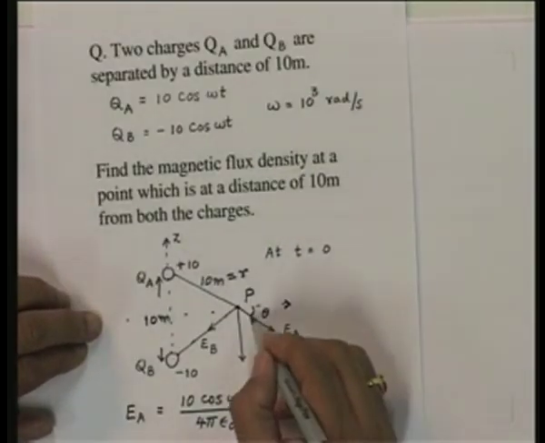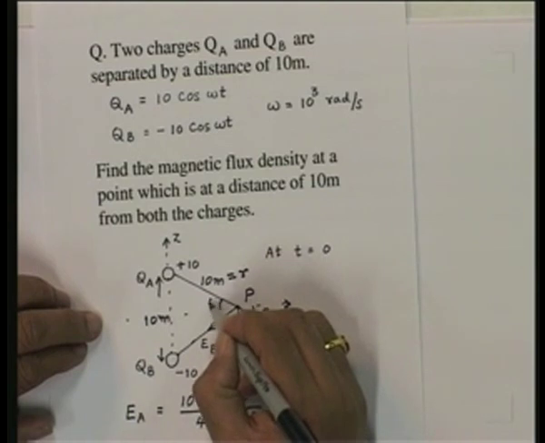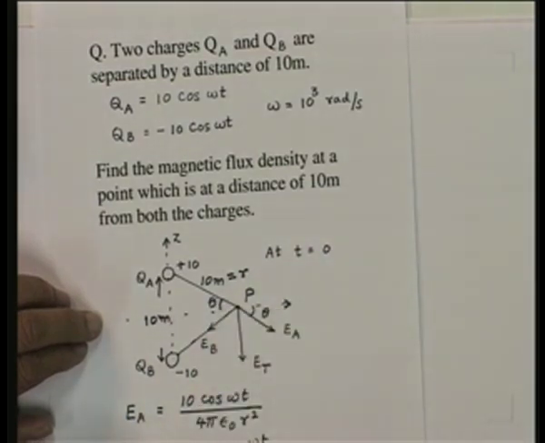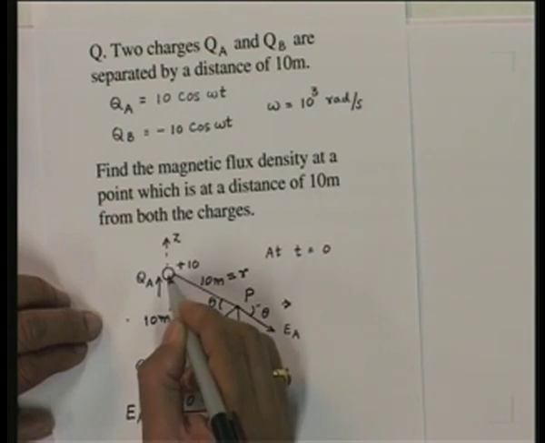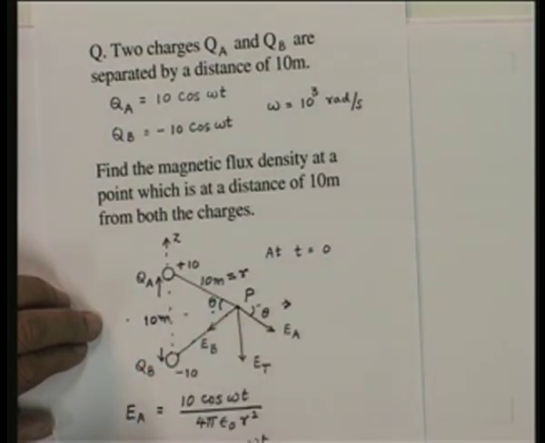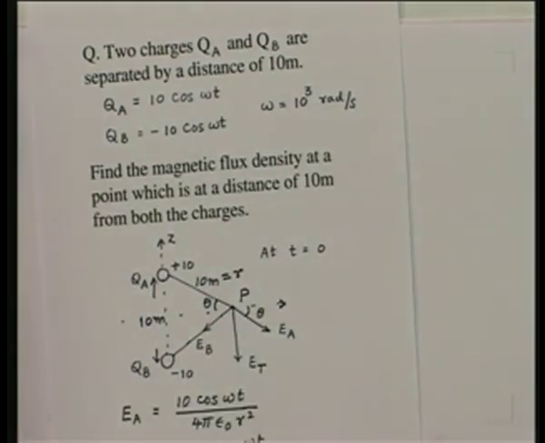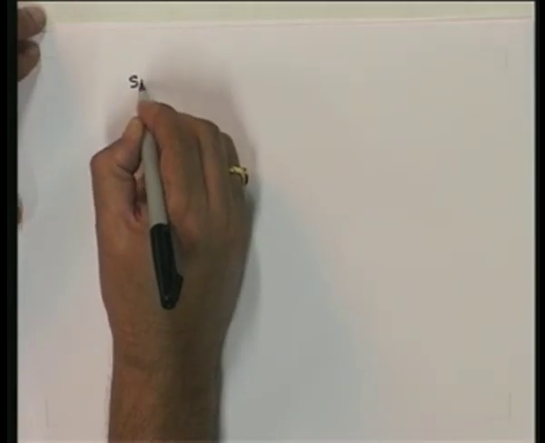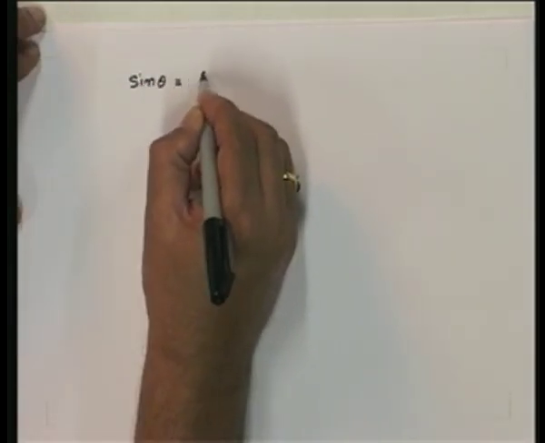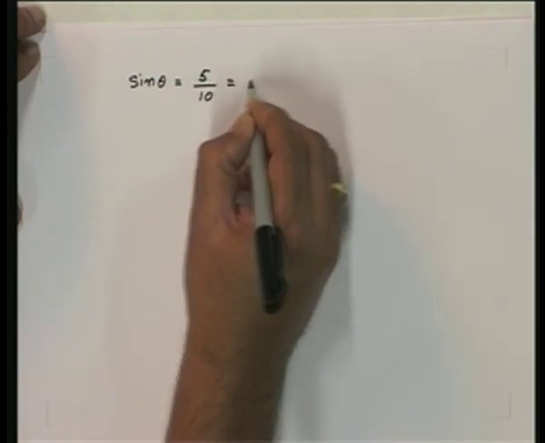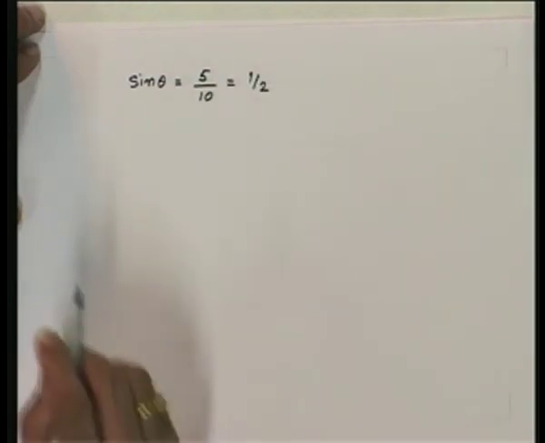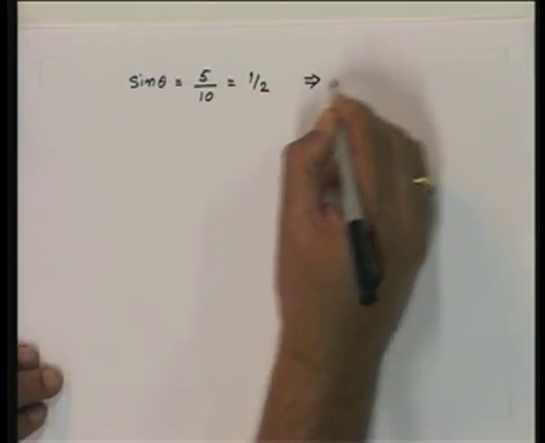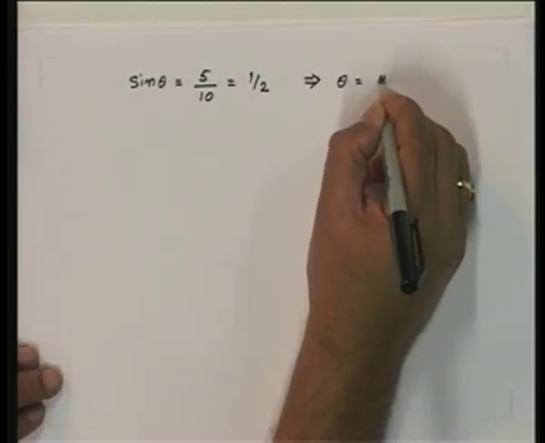Now, note here this quantity is theta. So, this angle is also theta. This distance is 10 meters and this distance is 5 meters. So, we have sine of theta which is 5 upon 10, which means theta is equal to 30 degrees, or sine theta is equal to 1 by 2. So, from here we essentially get sine of theta, that is 5 upon 10, which is equal to 1 upon 2, giving theta equal to pi by 6.